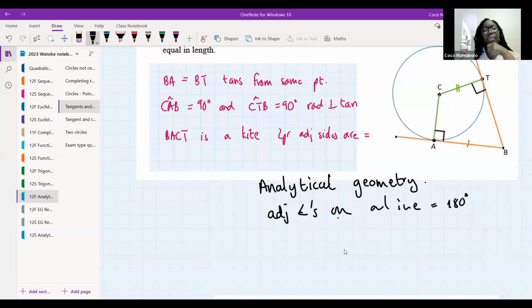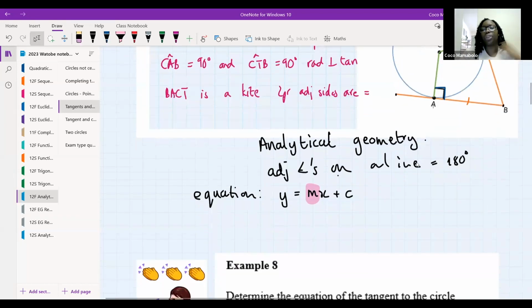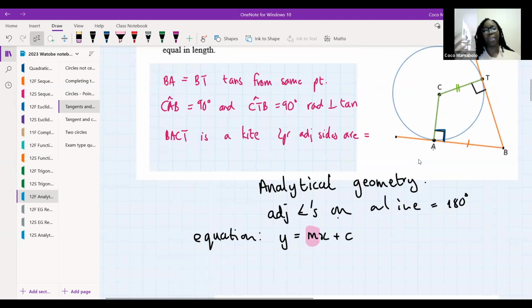What do we know about the equation of a line? Yes, Amache. The equation of a line is y is equal to mx plus c, m being the gradient and c being the y-intercept. Absolutely. We know something is going to happen with a gradient somewhere, because we've got a 90-degree angle. This is what we know about a line: there's going to be a gradient, and we're going to be able to calculate it.